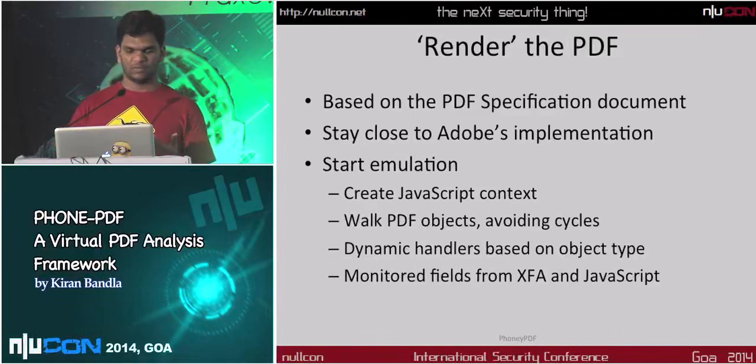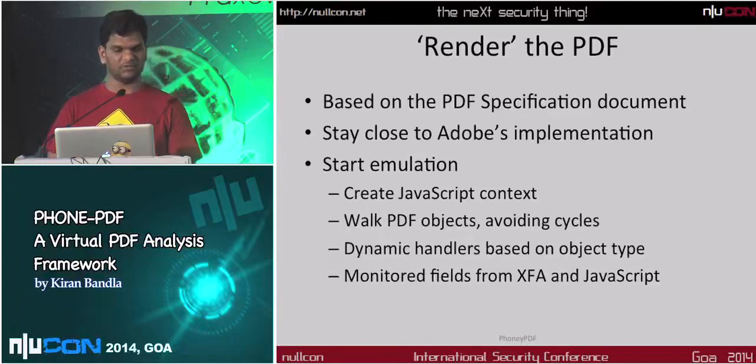The render process starts by creating the context in JavaScript, then parsing out the cross-reference table and getting the trailer object. From the trailer object, you get the catalog object, and the catalog object is the first object that gets loaded into PDF. That object could have other dependencies, and I'll show you in an example how it's done. Then it'll start to walk all the PDF objects in a dynamic way, depending on the object it is.